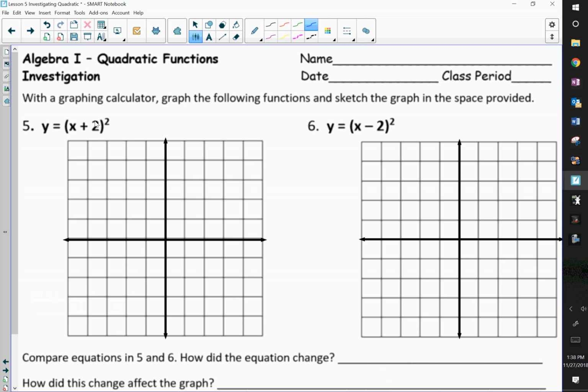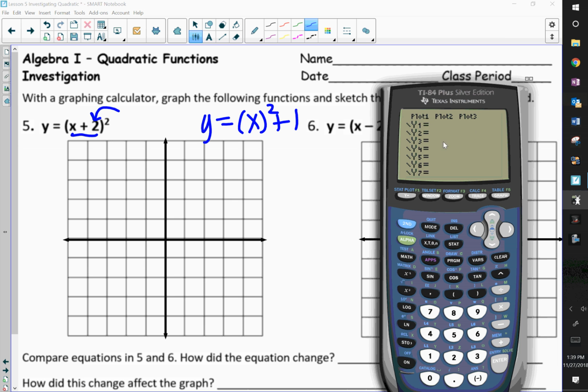Okay, what you're going to notice in number 5 and 6 is now there are parentheses added to the equation. This is the parent function, y equals x squared, but I could write it y equals parentheses x squared. And if I add something on the outside, like plus 1, that shifted it up. In this equation, y equals x plus 2 inside the parentheses, the 2 is on the inside of the parentheses, so in this case, it's going to shift it left or right.